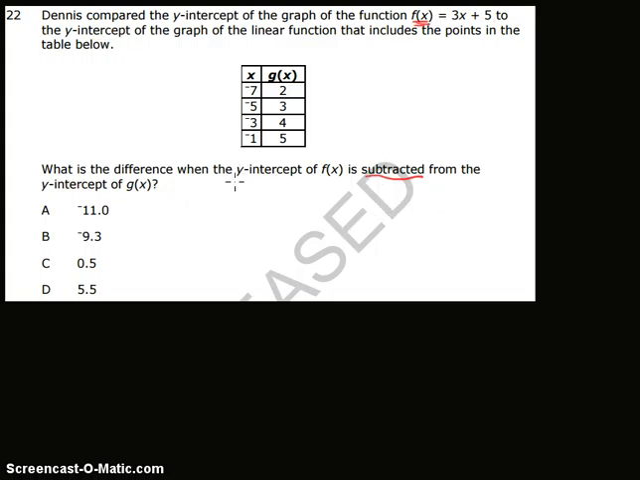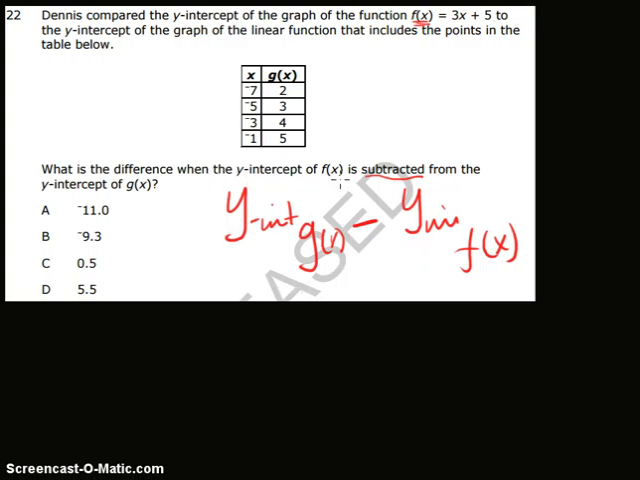So to make it a little bit easier, I'm going to write the y-int of g of x minus the y-int of f of x. It has to be in this order because it's saying the difference when the y-intercept of f of x is subtracted from the g of x. So g of x has to be written first, otherwise we might get a negative answer.